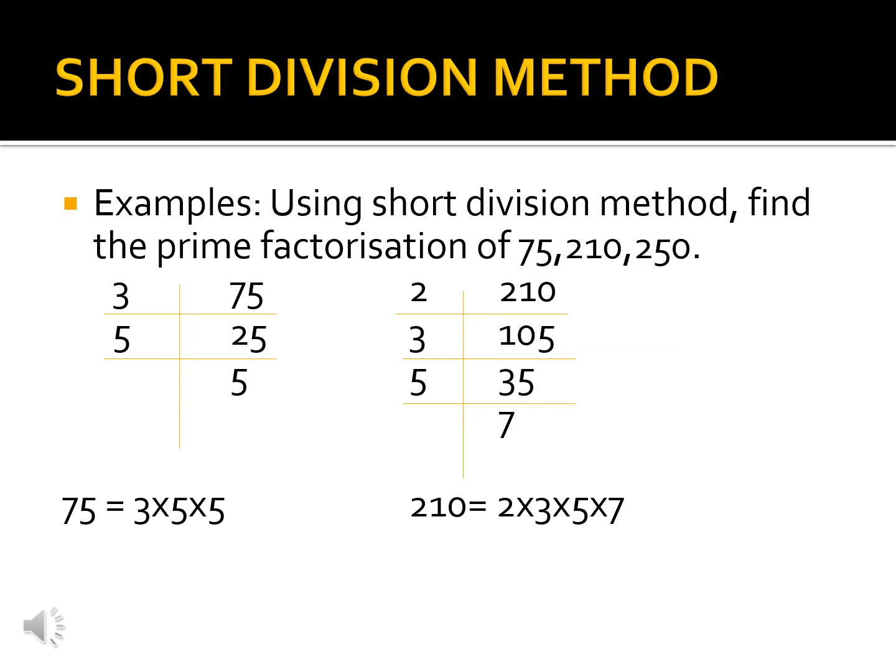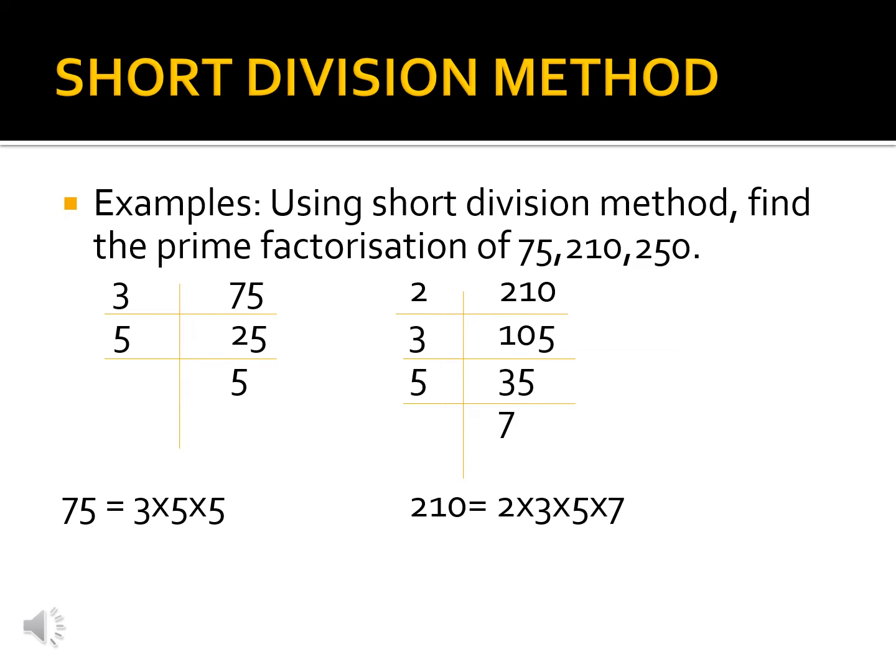Now 105 is not divisible by 2 because the last digit is neither 0 nor any even number. So let us check whether it is divisible by 3 or not. We are selecting these prime numbers on the basis of the divisibility rules that we have studied. So 1 plus 0 plus 5 is 6, and 6 is divisible by 3, so 105 is also divisible by 3. So I selected the prime number 3 to divide 105. You can again perform the division on the rough side. You will get 35 as the quotient.